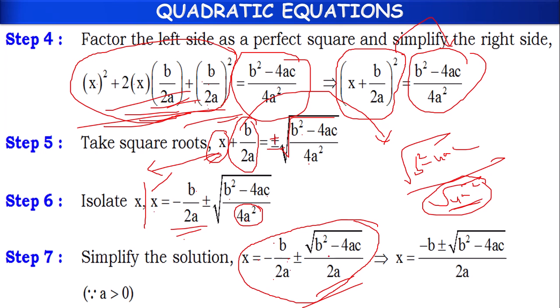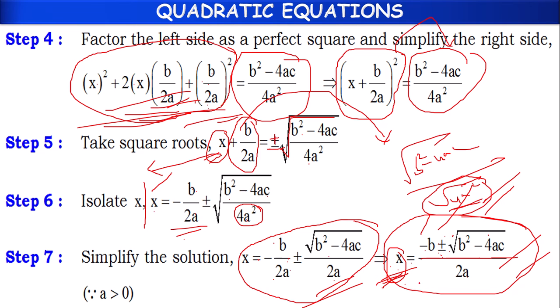Or by taking 2a as the common denominator, in the numerator we write minus b plus or minus root of b square minus 4ac, by 2a. If we keep plus, we will get one value of x. If we take minus, we will get another value of x. In this way, we can find two values of x by using this formula, which is known as the quadratic formula or Sridharacharya's formula.